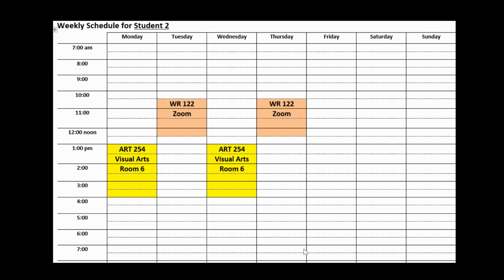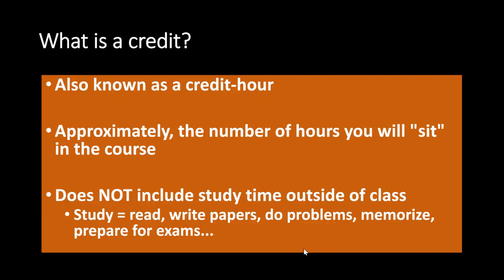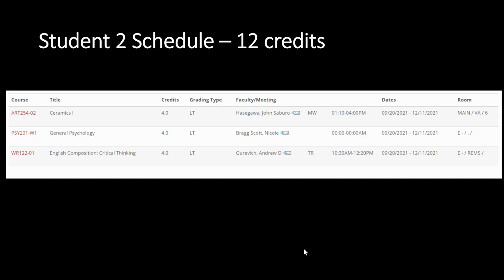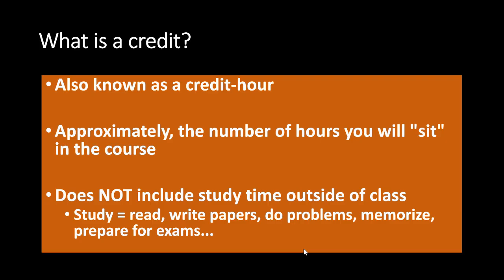Okay, so let me just take a look at my notes, make sure I'm not missing anything. All right, so if we go to our next slide, we noticed that this student, student 2, is taking 12 credits, but remember student 1 was taking 9 credits. Well, what does that mean? Well, a credit is also known as a credit hour, and it's approximately the number of hours you would sit in the course. So if we were on campus, it would be the number of hours you're basically sitting or working in a classroom. Now, this does not include the study time outside of the class.